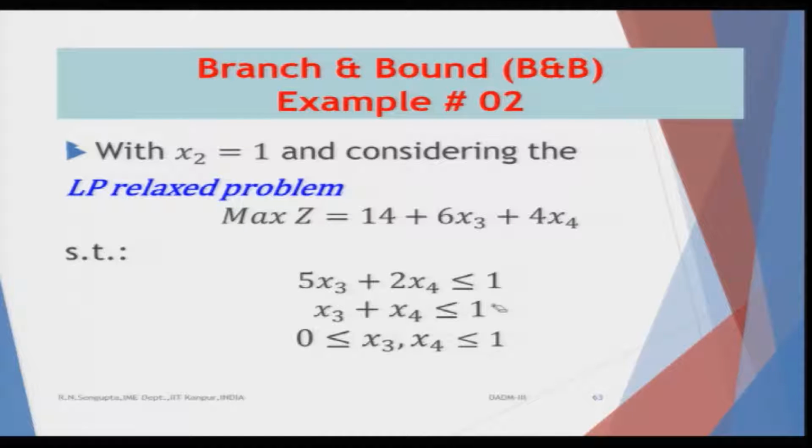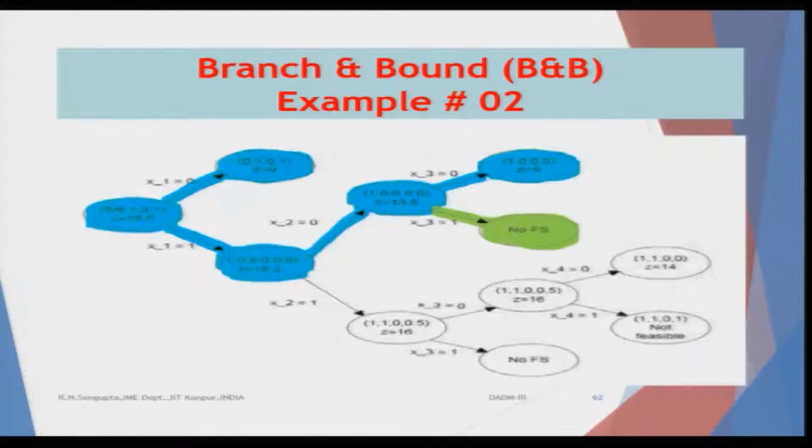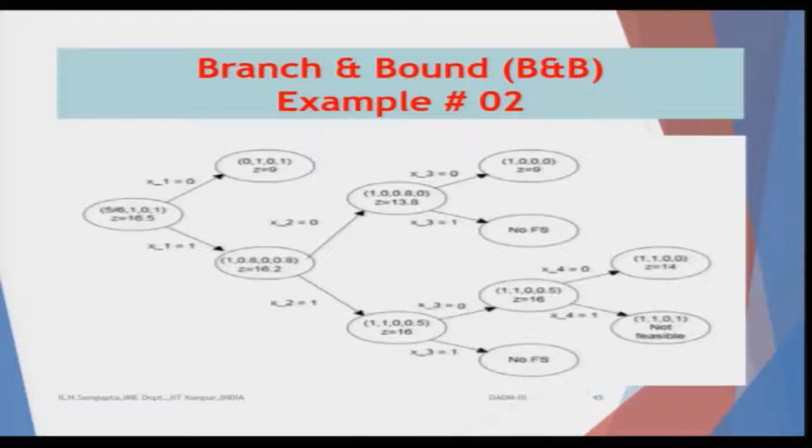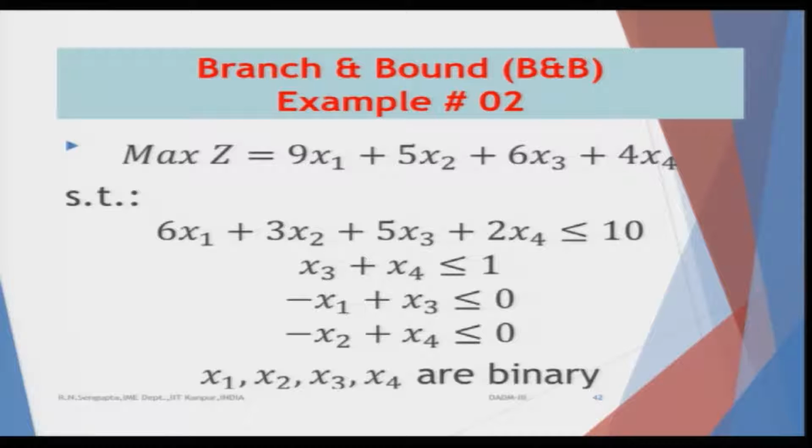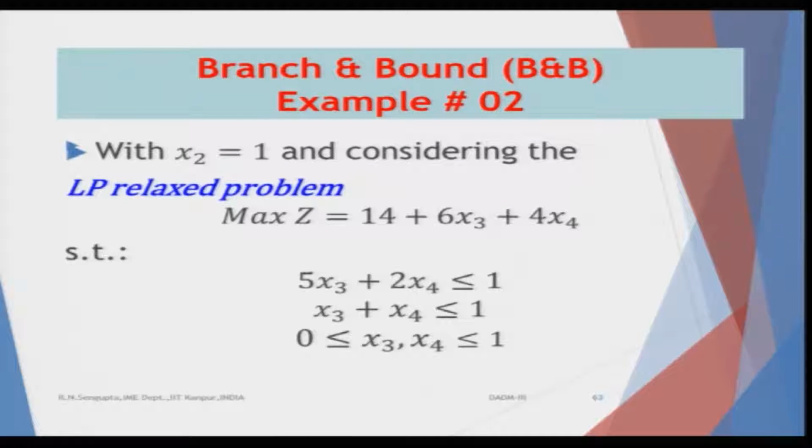Now, let us go to the third constraint. Third constraint is minus x 1 plus x 3 is less than or equal to 0, because x 1 and x 3 are 0. So, obviously, 0 is less than or equal to 0. So, obviously, the third constraint vanishes. So, let us check. The third constraint has vanished. Come to the fourth constraint.